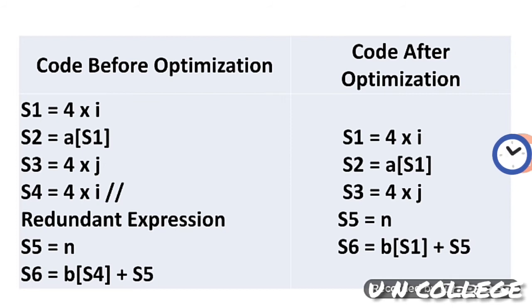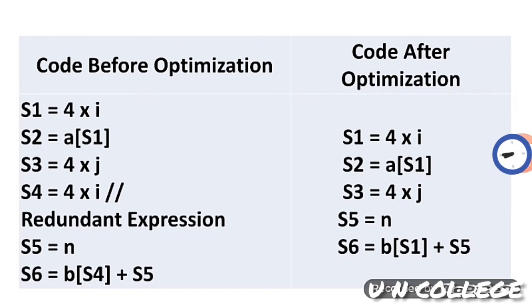Now if we implement code optimization, then the same code can be replaced as s1 equal to 4 into i. It is the first statement, the same as previously. s2 equal to a of s1, the same second statement.